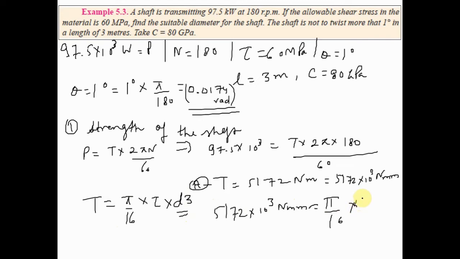So 60 megapascals, I have already told in the previous question that 1 megapascal is equal to 1 Newton per millimeter square. So no need to convert unit. You can directly write it as Newton per millimeter square times d cube. From here you will get the value of d directly in millimeters. So d cube you will be getting as 439 into 10 to the power 3.